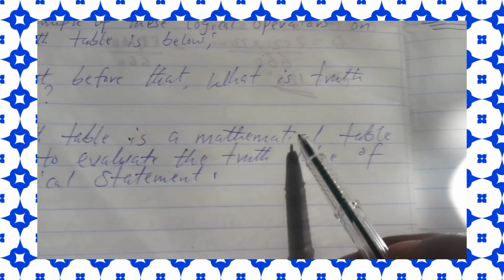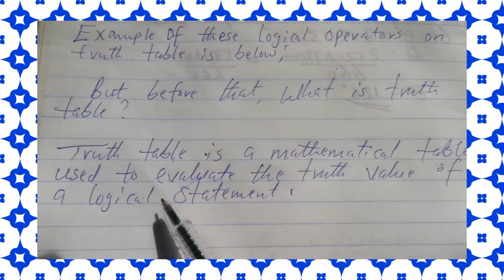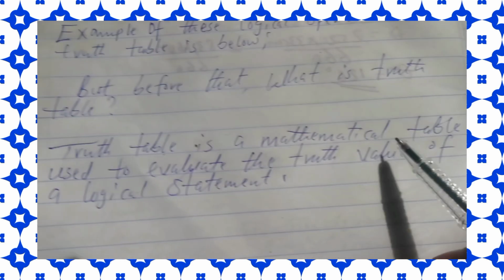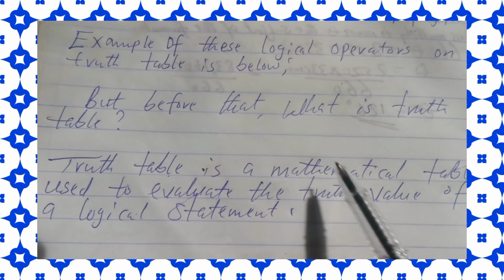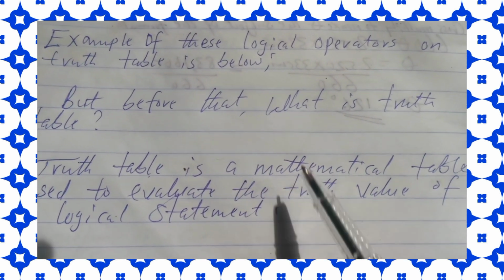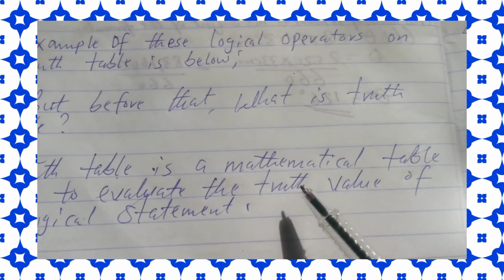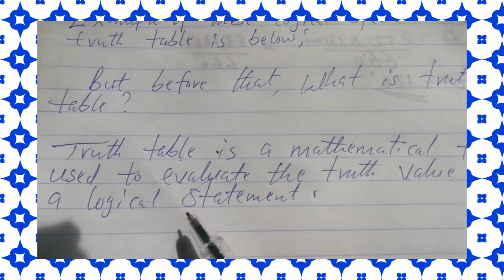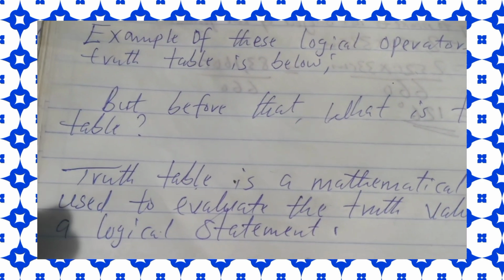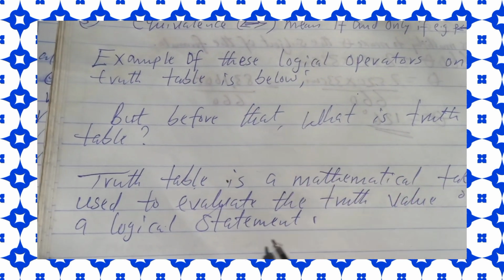A truth table is a mathematical statement used to evaluate the truth value of a logical statement. That's what a truth table is all about. It's a mathematical statement that is used to evaluate the truth value of a logical statement. So take note of it. Thank you. Let's move on.